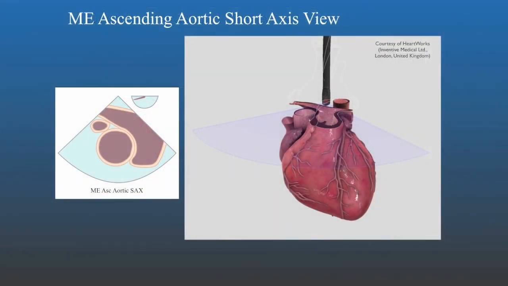Slightly withdrawing the probe from the mid-esophageal aortic valve short axis view will result in a view of the ascending aorta in short axis. This view can alternately be developed by rotating to an orthogonal view from the ascending aortic long axis view, that is, rotating 90 degrees from the aortic long axis view. This view is usually at an omniplane angle of between 0 and 60 degrees.